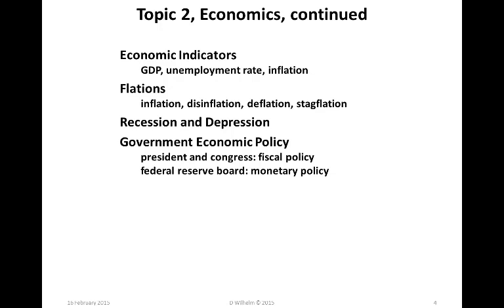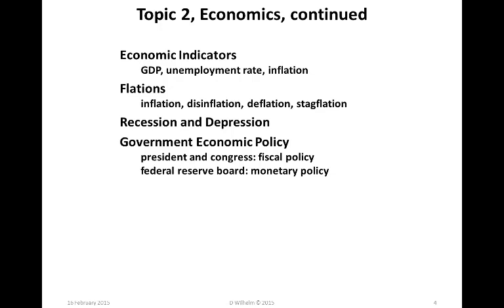Some economic indicators. The main one is gross domestic product, which is the total value of goods and services produced by a nation's economy in a year. There is the unemployment rate and the inflation rate. If you add those two together, you get the misery index.